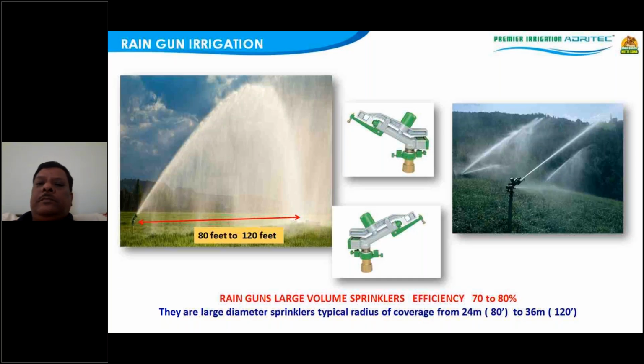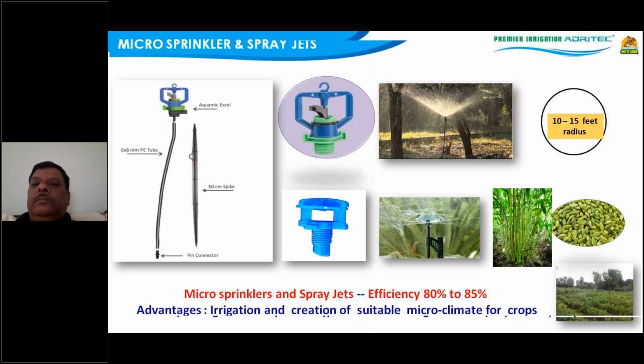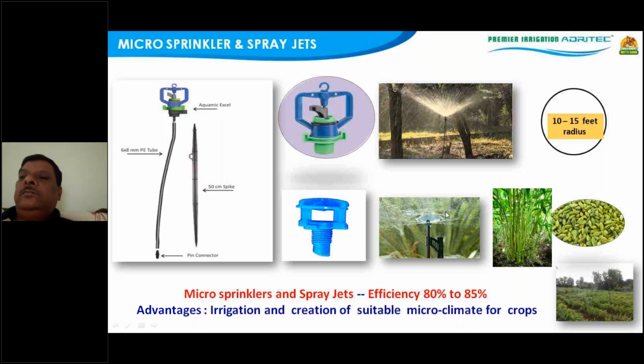Coming to the next method, that is the micro sprinkler and the spray jet. This is very popular. Now you see, the sprinkler has a radius of around 10 to 15 feet. It is very popular in nurseries, for cardamom, and for vegetables. Another big advantage of using micro sprinklers is that they have a very high efficiency of 80 to 85%. In addition to irrigation, it can create what is called a microclimate.